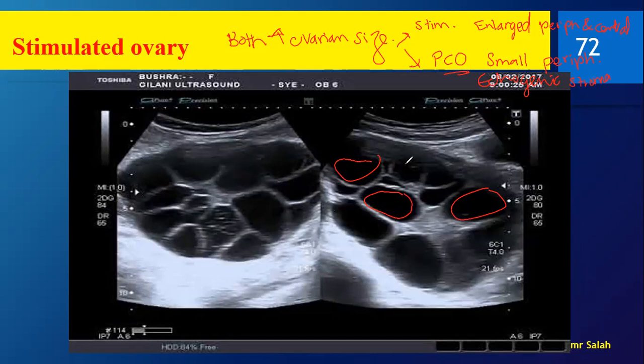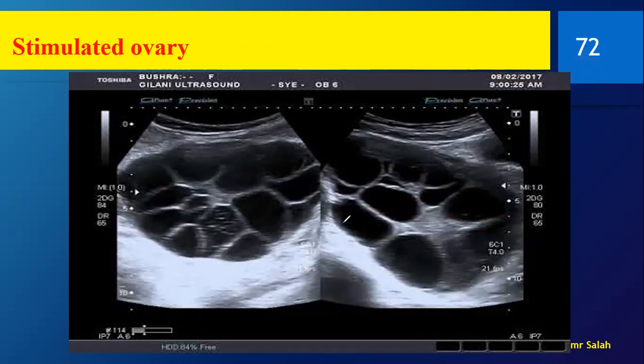And of course, there is the difference in the clinical picture. In the PCO, the patient has hirsutism, abnormal cycles, or oligomenorrhea, as we have explained before. Here, the patient has primary or secondary infertility, and she's having drugs for induction. So she's basically suffering from infertility, and she's on drugs. In the PCO, she might be suffering from infertility too, but she's not on drugs for induction. So these are differences between the stimulated ovary and the PCO, and the ovary would look as such.